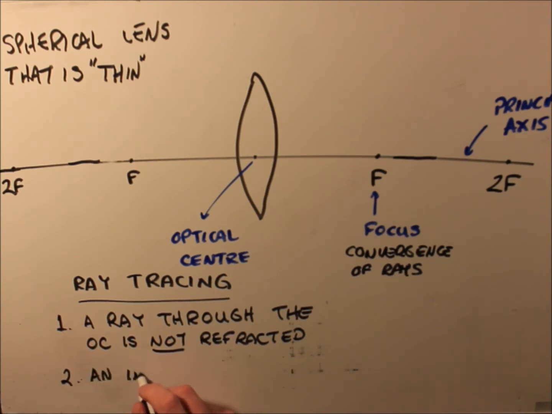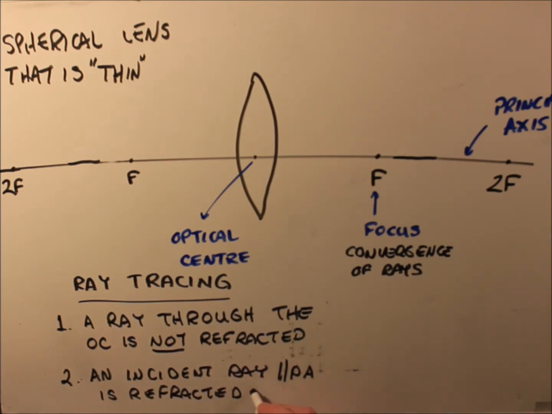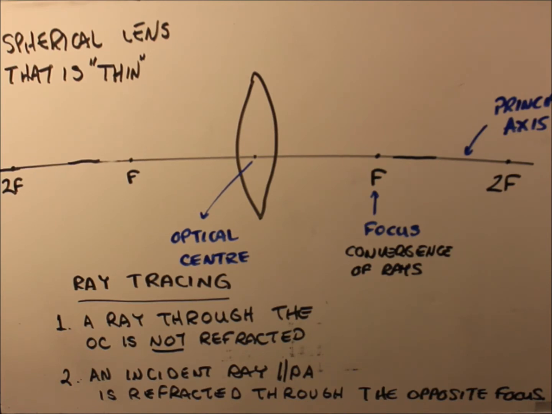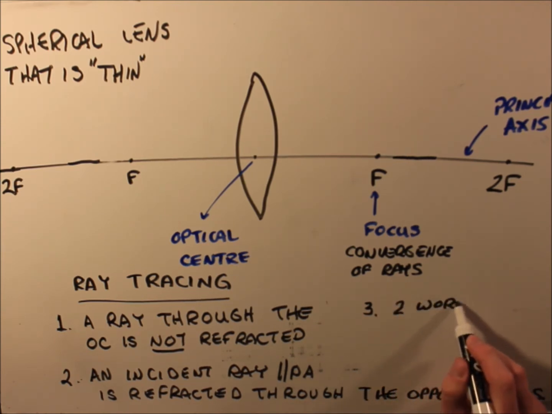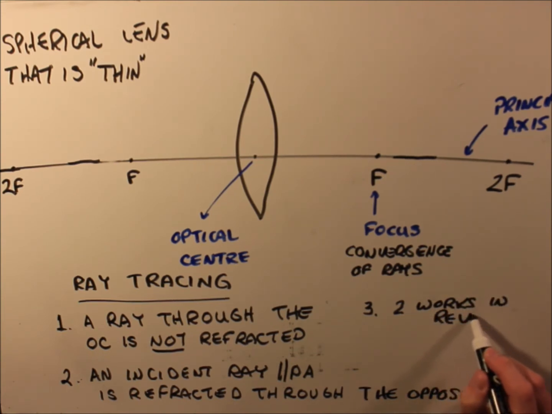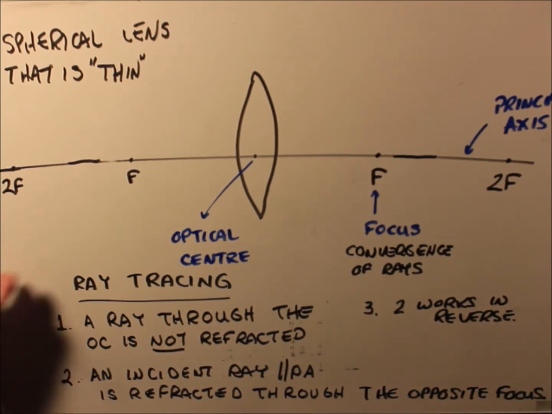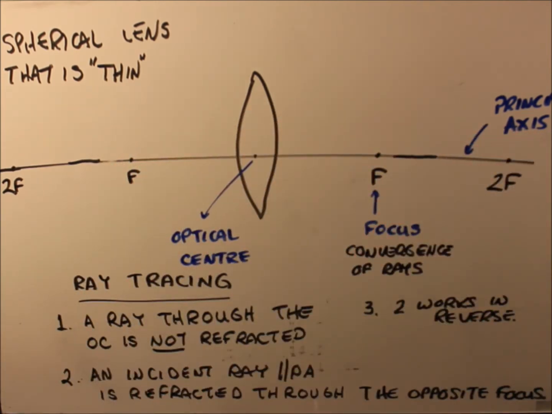Two, an incident ray parallel to the principal axis is refracted through the opposite focus. And of course this goes backward, the converse, so 3, so 2 works in reverse. If we have a ray that's somehow coming from another place through the focus, it'll be refracted parallel to the principal axis. Okay? And that's pretty much it. We don't have to think a lot farther than that.